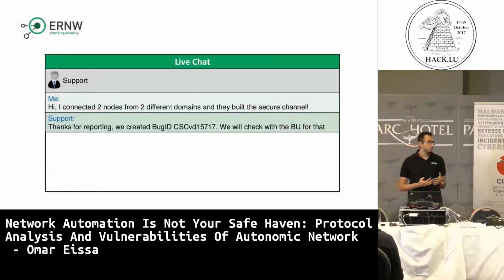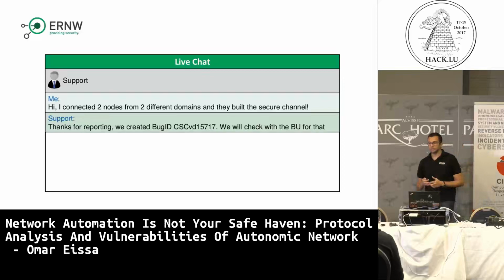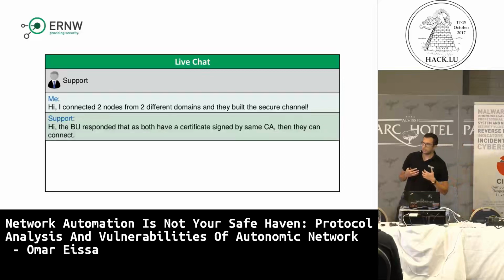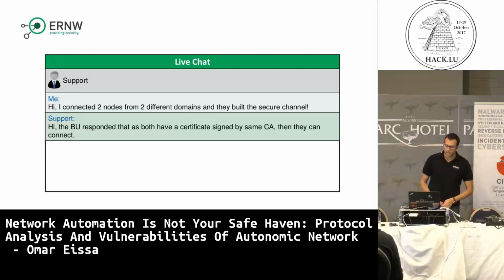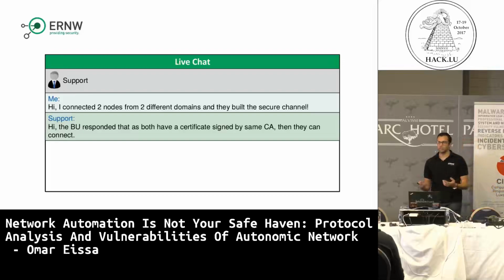They were even much quicker to resolve some of the problems that we will report here. So when we gave that to Cisco, the PSIRT team just responded that they would check the business unit, see where the problem is, and they returned to us saying that, well, if they are signed by the same CA, then they can communicate together.